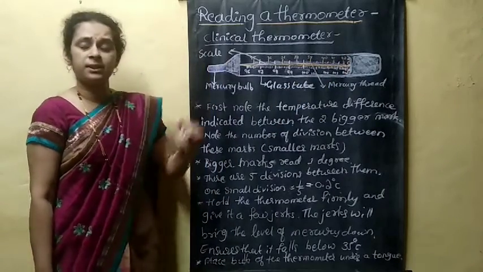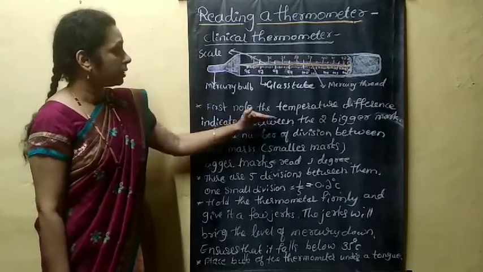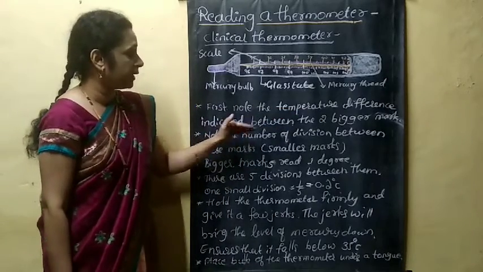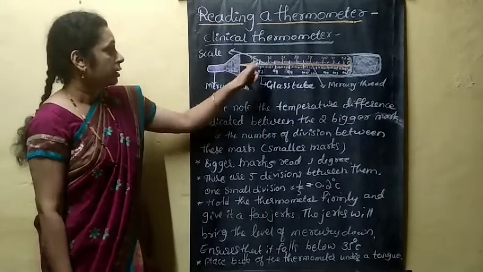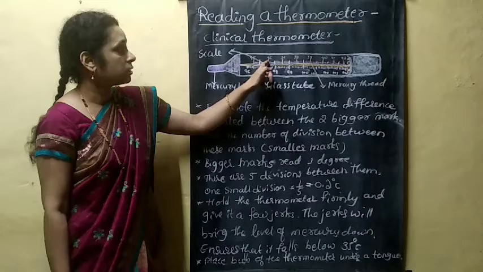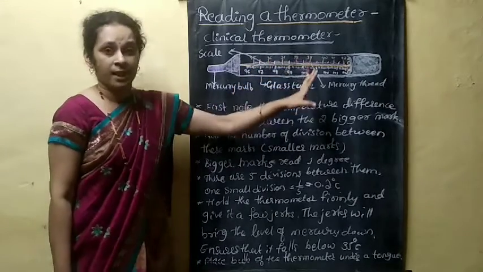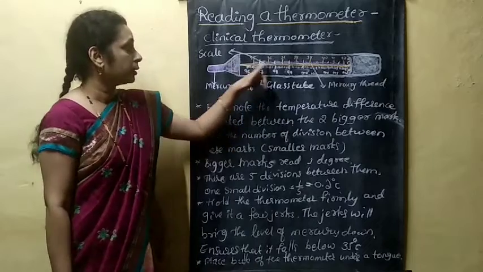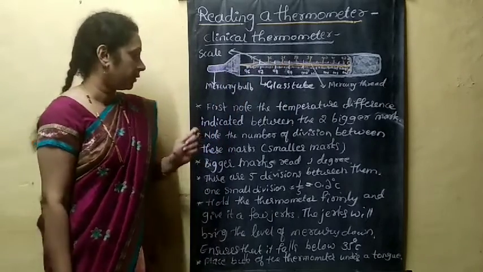Okay, first we have to discuss how to read this clinical thermometer. First, note the temperature difference indicated between the two bigger marks. Here, this is one bigger mark and this is another bigger mark, that is 35, 36, 37, 38, like this. You have to note where the mercury thread stops, and up to that mark you have to note it.